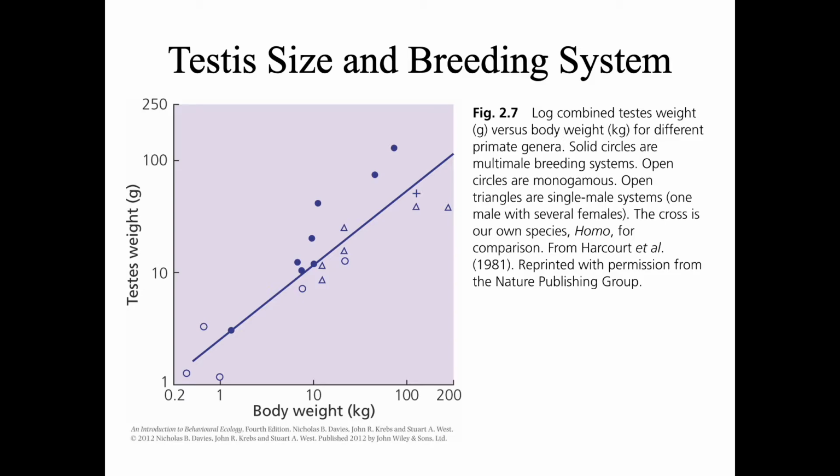If larger testes give you more sperm in terms of your total sperm count, and you have multiple males breeding with multiple females and multiple females breeding with multiple males, your ability to reproduce may just be correlated with your ability to produce more sperm than the other guy. And so we see this pattern where testis size, as it relates to body size, correlates with the type of breeding system that you happen to be in.